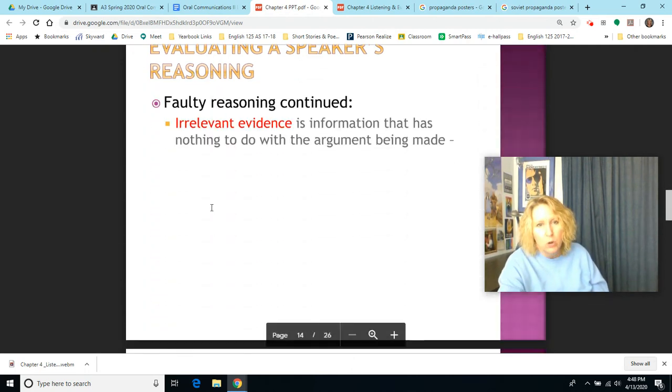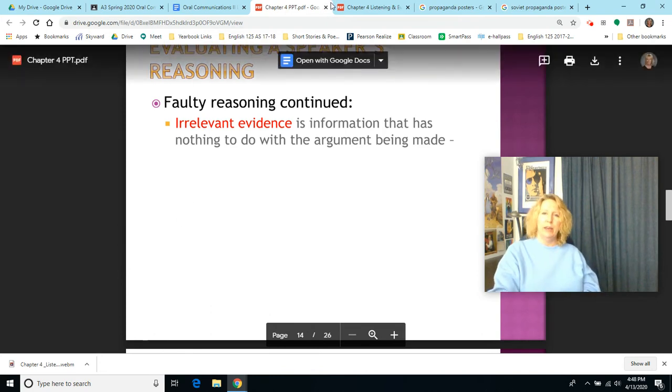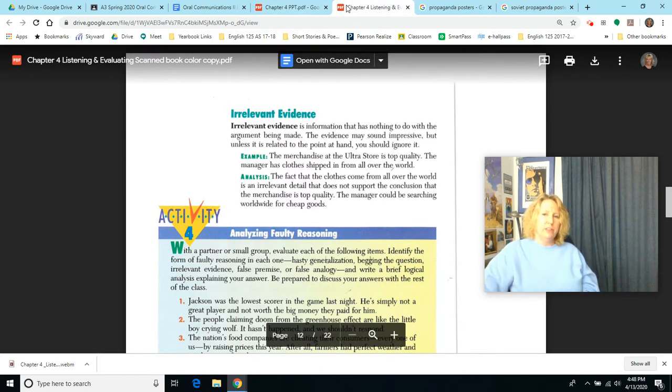Okay. Now we're on to irrelevant evidence. Irrelevant evidence is when someone gives you something that sounds really strong. It sounds like strong data, strong support, but what they're trying to claim, the support does not match. Okay, so irrelevant evidence is information that has nothing to do with the argument being made. The evidence sounds impressive, but unless it's related, then you've got, again, a mistake in logic.